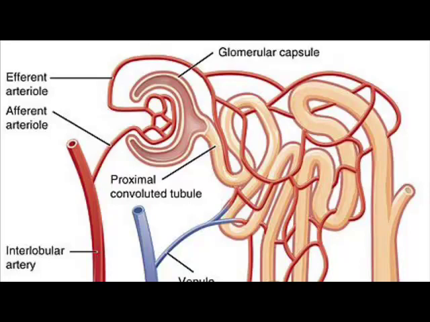And so, this high hydrostatic pressure forces small molecules, such as water, urea, uric acid, amino acids, and mineral salts, through the glomerulus to the Bowman's capsule and into the nephron, resulting in ultrafiltration.